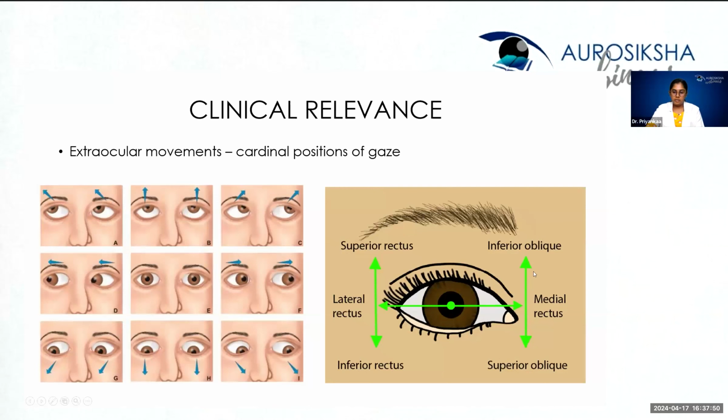The obliques are always confusing. So remember, the obliques are always reversed. So when you tell the patient to look in and up, it is the inferior oblique. Though the name is inferior, we are telling the patient to look up here. And superior oblique is tested by telling them to look in and down.